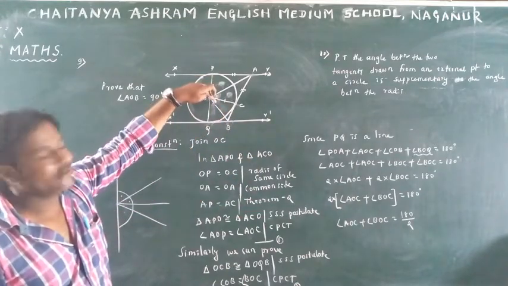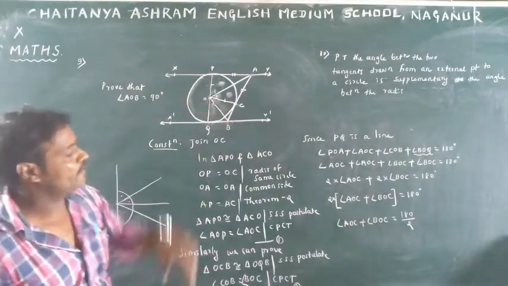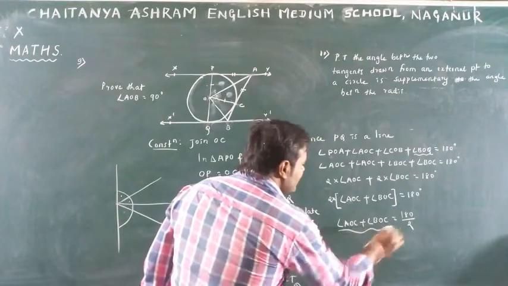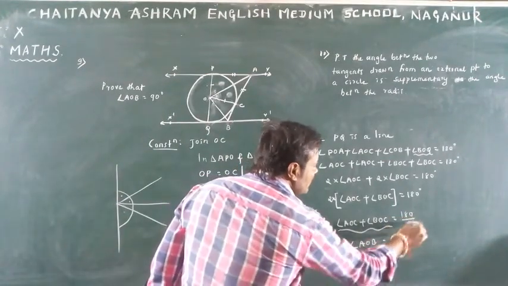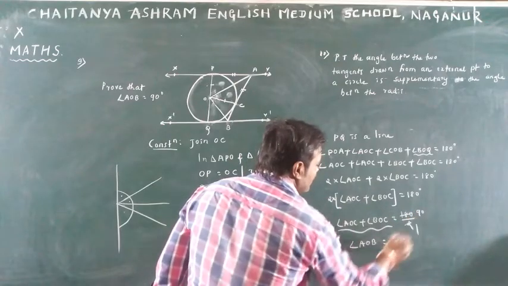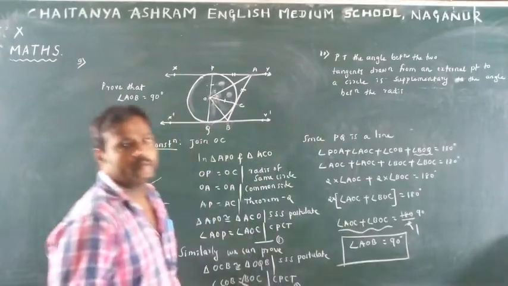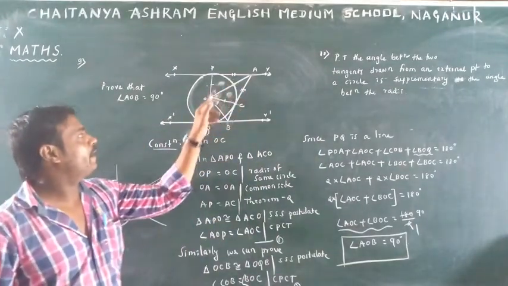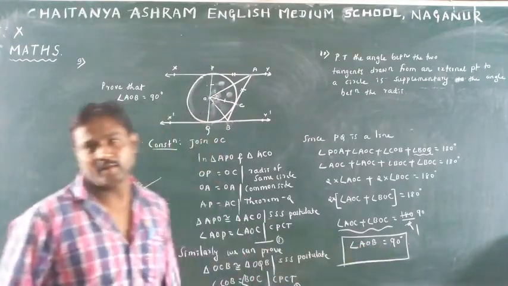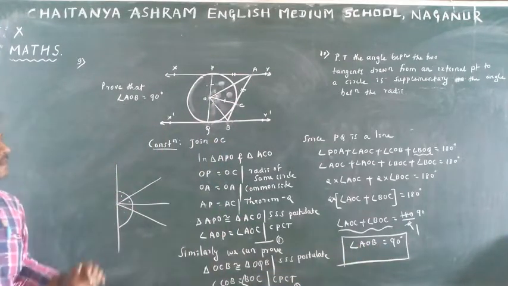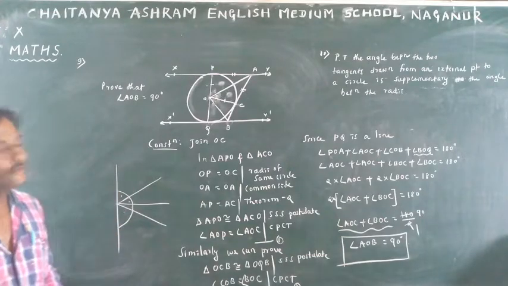This angle plus this angle, what is the sum of these two angles? That is nothing but angle AOB. So the sum of these two angles is angle AOB. 180 divided by 2 is 90. So 90 degrees. Hence we proved that angle AOB is 90 degrees. Clear? So dear students, pause the video, write the proof, and we will meet shortly.